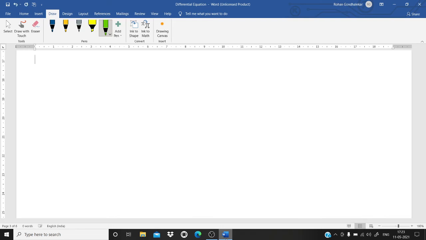Welcome students in the next lecture on exact differential equation. In the previous lecture we started with the differential equations which can be reducible to exact form. For that we have discussed the first rule for it. So now we would like to discuss one more example based on that topic. Let's start with the example.